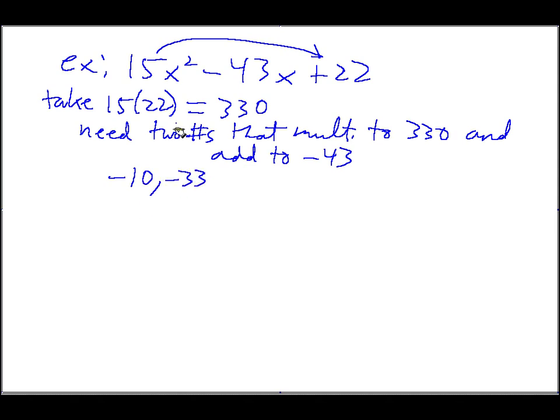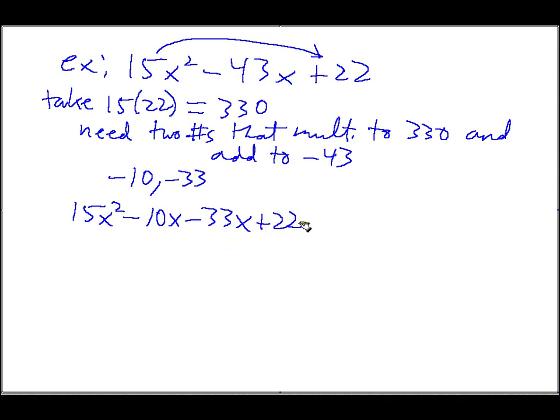All right? So this is factorable. I do have such two numbers, as you can see, right? Negative 10 times negative 33 is positive 330. I'm good on that. Negative 10 plus negative 33 is negative 43. Check. So now I can break up the middle term. So this becomes 15x squared minus 10x minus 33x. Again, that is my negative 43x here, right?